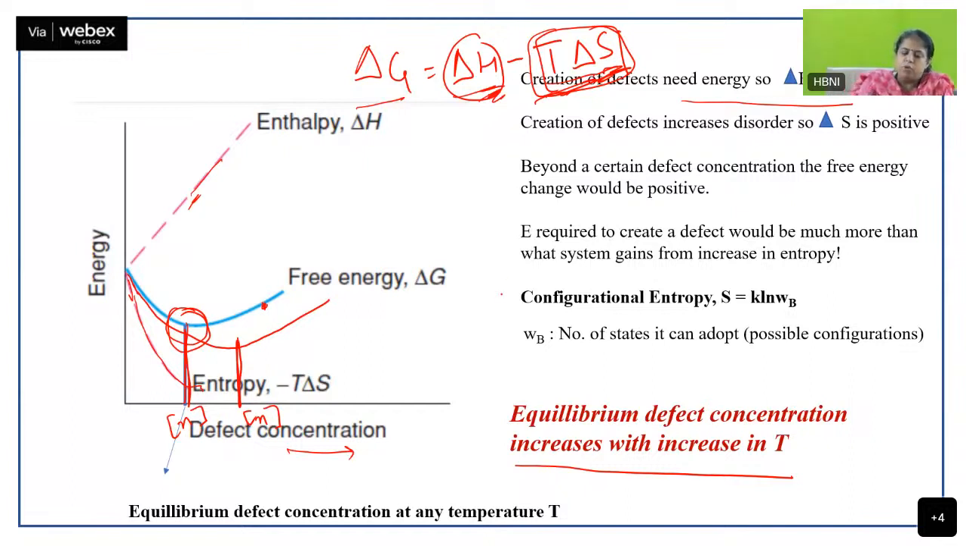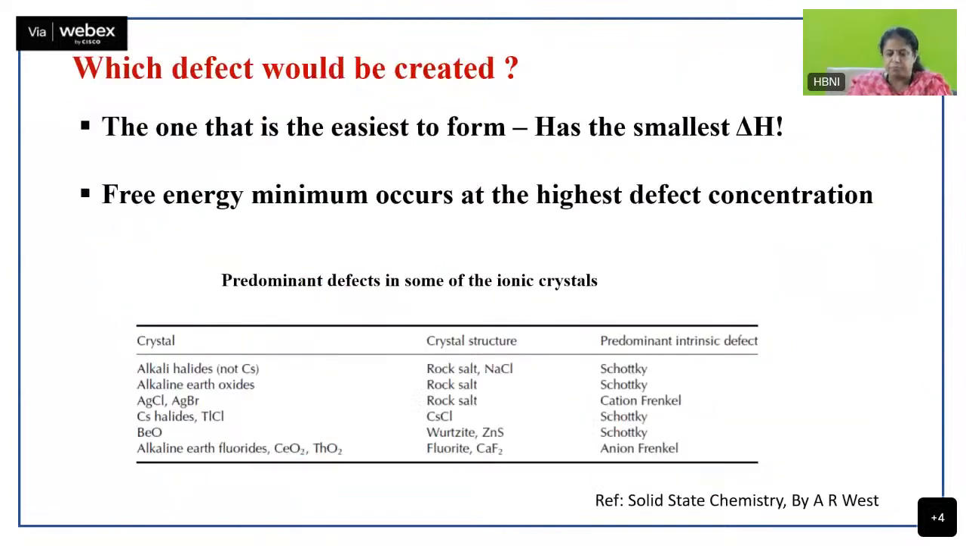Just one point I would want to repeat. I talked about configurational entropy. Configurational entropy is basically the freedom given to the material, the number of ways by which that material can adopt a particular state. This particular entropy is called configurational entropy S, and it is given by k, the Boltzmann constant, times the natural log of W. W is the probability of attaining that particular state.